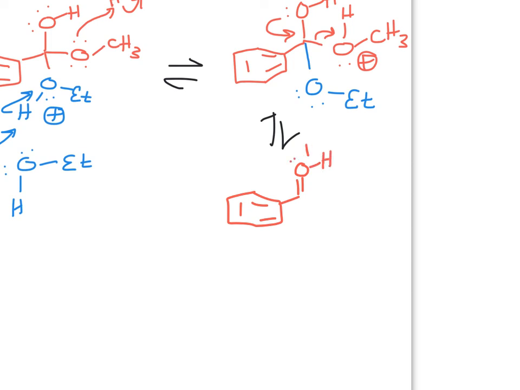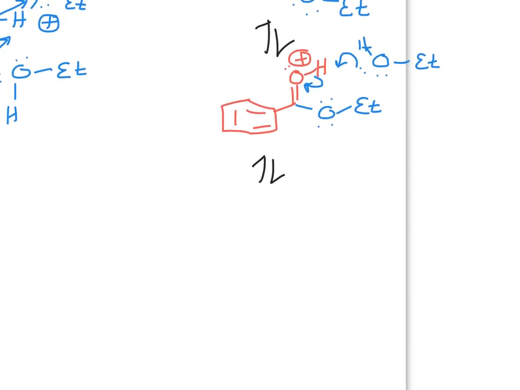This is back our protonated carbonyl. O ethyl. And then the final step will be deprotonation by a solvent molecule, which would be ethanol. Like so. Bang, bang, and that gives us our final ester product, which is a new ester, or ethyl ester in this case.